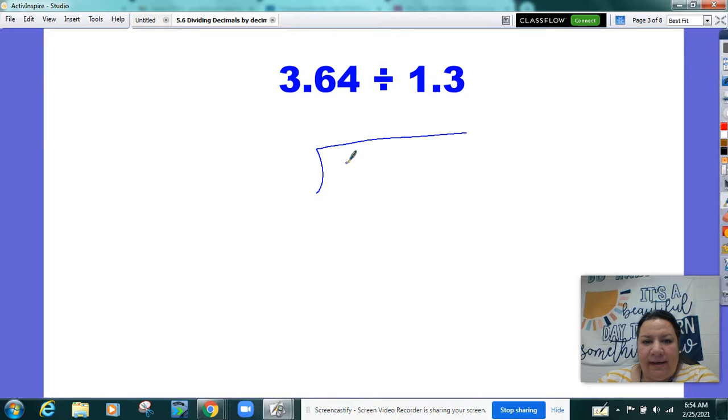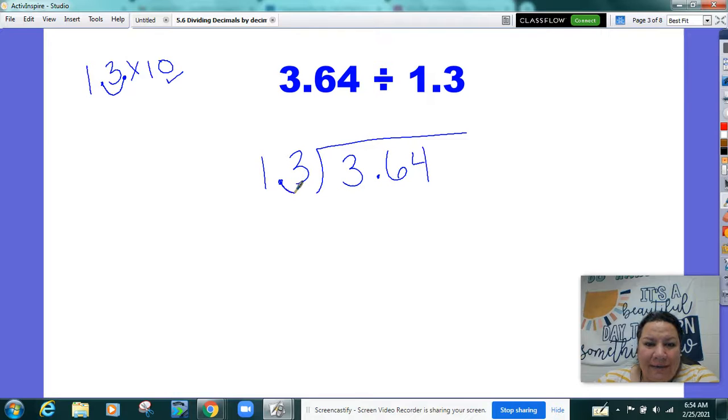So I will set this up with 3 and 64 hundredths as my dividend, and then 1 and 3 tenths as my divisor, okay? Remember, we can only divide by a whole number divisor. So we are making this into a whole number. The way that we do that is we are going to multiply this entire problem by 10. So when I take 1.3 and I multiply that by 10, 10 has one extra place value in it, which means I'm going to slide that decimal one place value over, okay?